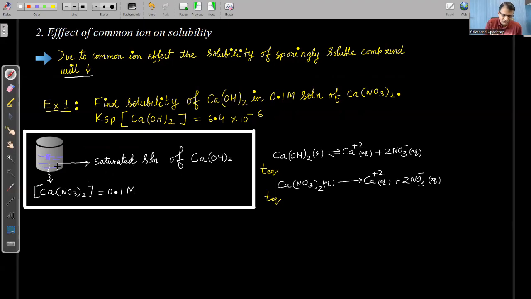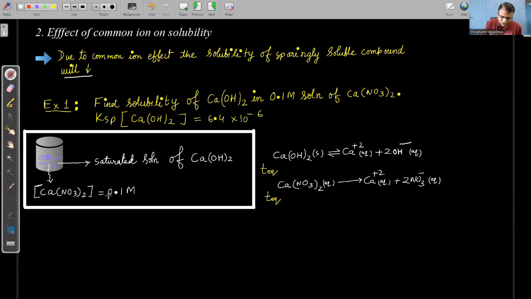So we have a solution. This solution is a saturated solution of calcium hydroxide. In a saturated solution, this equilibrium will be there between the solid and the dissolved part of calcium hydroxide. So here, this is calcium hydroxide, and there is an equilibrium between the Ca2+ ion and 2 times OH- ion.